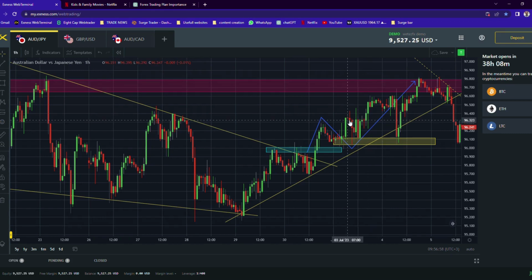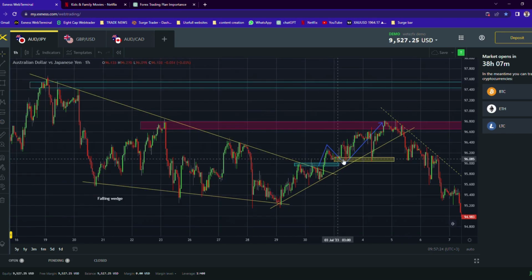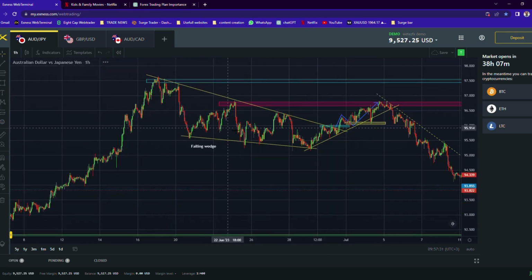I don't remember properly if on this setup we placed some positions or not, but for the fact that we're just looking at examples of wedges, this is a falling wedge, and this was a buy entry, and it made some good 40 to 50 pips. So that is one pattern that you can also look for when you're doing your analysis to look for entries. That is a falling wedge.